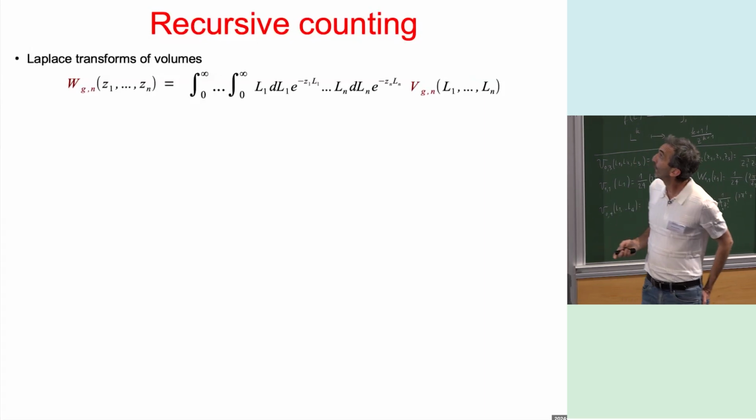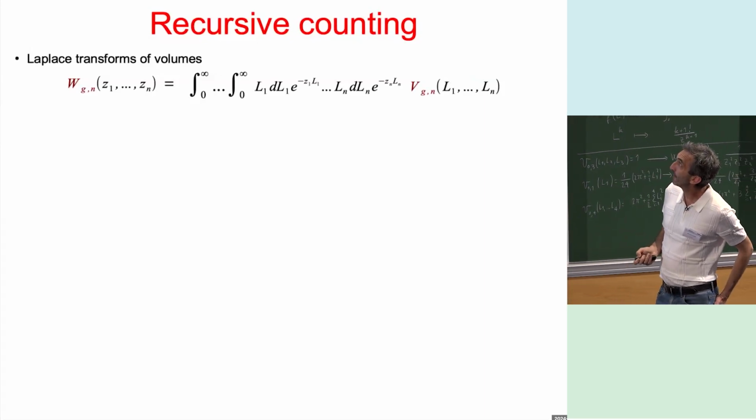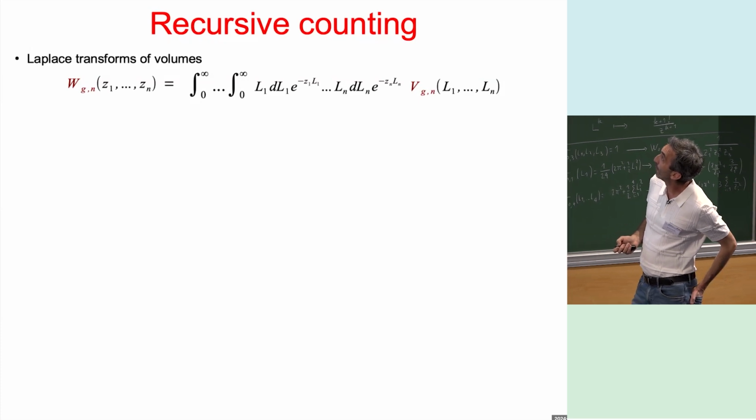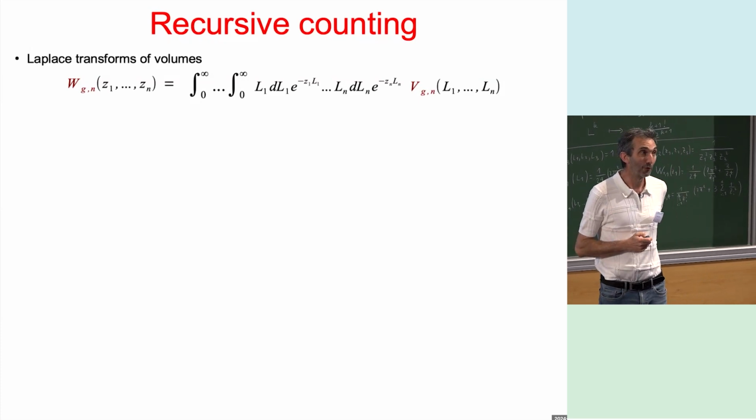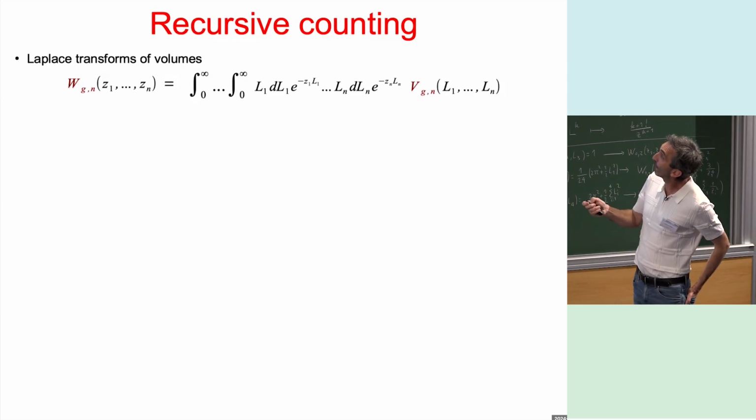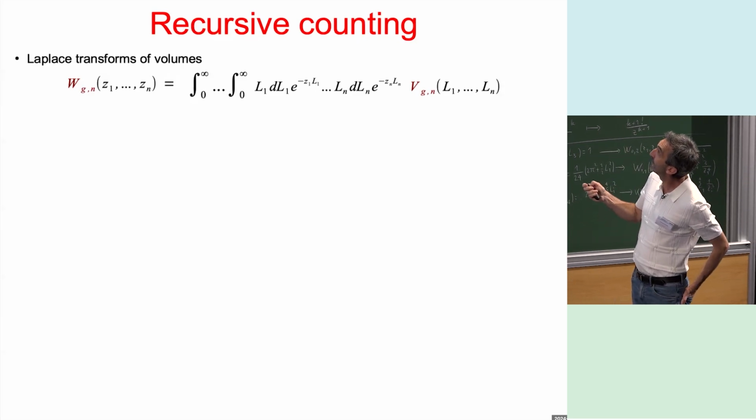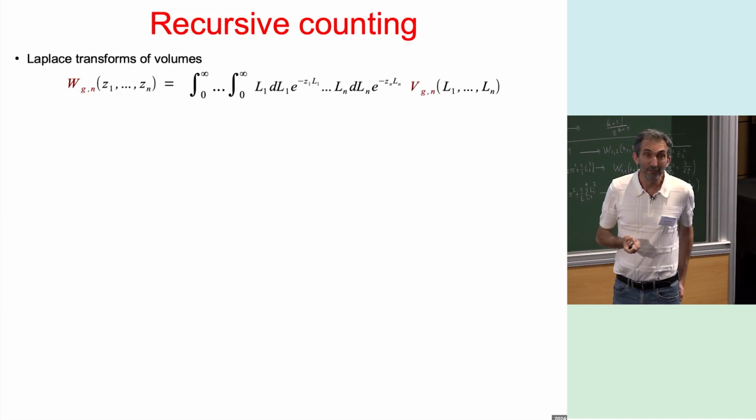But before giving Mirzakhani's formula, I will in fact do the Laplace transform of the volumes. So I take the V_{g,n}, I multiply by e to the minus z_i l_i, and integrate from 0 to infinity. I also multiply by the l_i. And this defines the function W_{g,n}.